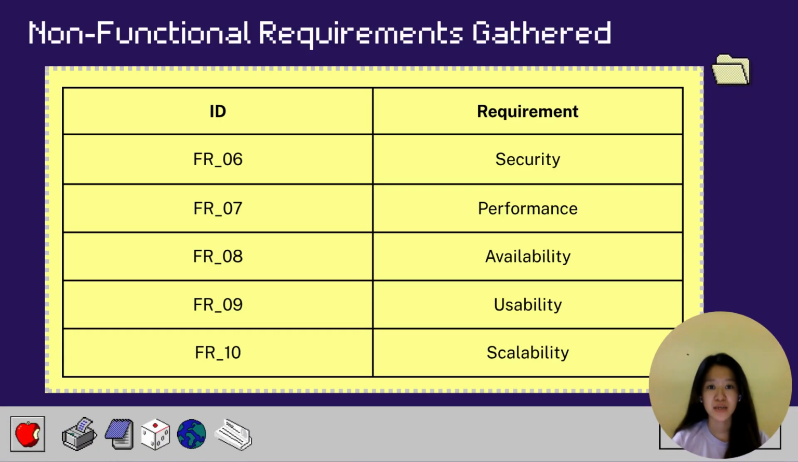Non-functional requirements describe the quality attributes of the system and how well it performs. Five non-functional requirements were identified. FR06 is security, which ensures user data and transactions are protected. FR07 is performance, which focuses on fast response times and efficient transaction processing. FR08 is availability, which ensures the system remains accessible with minimal downtime. FR09 is usability, which provides a simple and user-friendly interface. Lastly, FR10 is scalability, which enables the system to support increasing number of users and transactions in the future. These functional and non-functional requirements serve as the foundation for the next stages of system design, implementation, and deployment.